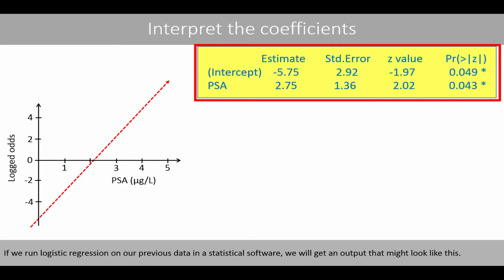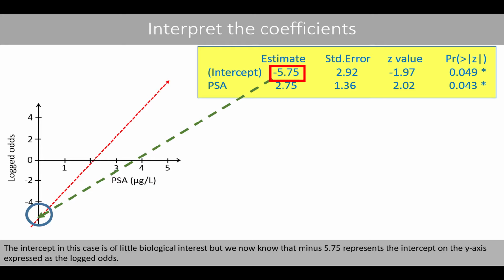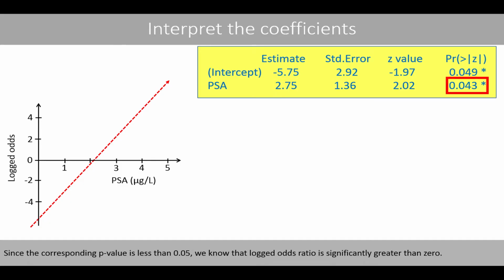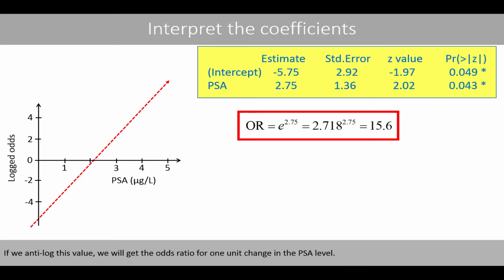If we run logistic regression on our previous data in the statistical software, we'll get an output that might look like this. The intercept in this case is of little biological interest, but we know that minus 5.75 represents the intercept on the y-axis expressed as the logged odds. The slope of the line is estimated to be 2.75, which is our logged odds ratio. Since the corresponding p-value is less than 0.05, we know that the logged odds ratio is significantly greater than 0. If we antilog this value, we'll get the odds ratio for 1 unit change in the PSA level.